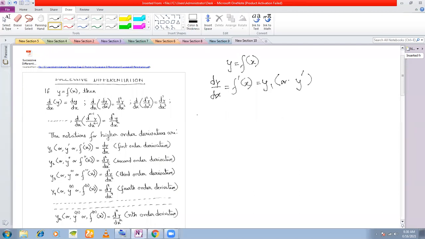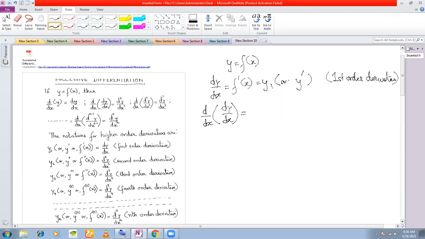Fine. The second order derivative is defined as d/dx of dy/dx. If you differentiate dy/dx once again, this is called the first order derivative. This d/dx of dy/dx we call d2y/dx2. It is not d square y dx square. It is called d2y/dx2.